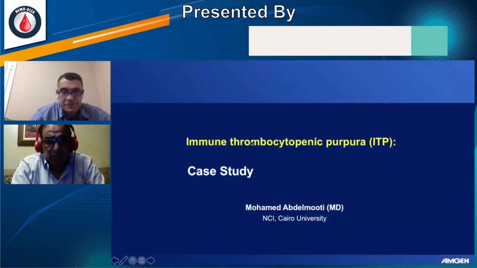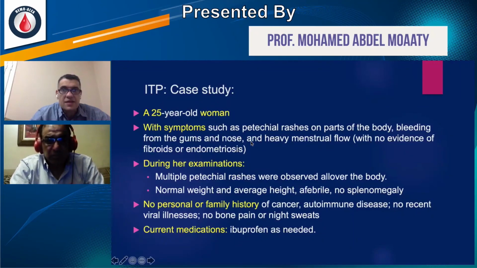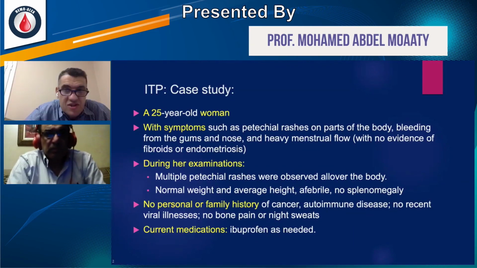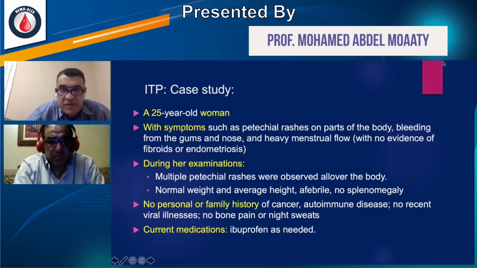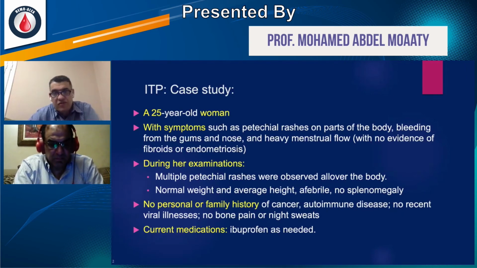I will talk about a very interesting case. Our case is a 25-year-old woman with symptoms such as bleeding and petechial rashes on parts of the body, bleeding from the gums and nose, and heavy menstrual flow with no evidence of fibroids or endometriosis. During her examination, she showed multiple petechial rashes all over the body, with normal weight and average height, afebrile with no splenomegaly. No personal or family history of cancer or autoimmune disease, no recent viral illness, no bone pains, no night sweats.